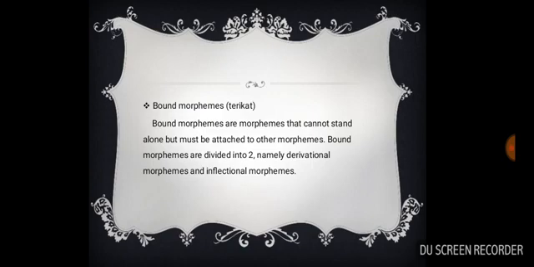And then bound morphemes. Bound morphemes are morphemes that cannot stand alone, but must be attached to other morphemes. Bound morphemes are divided into two, namely derivational morphemes and inflectional morphemes. Derivational morphemes are morphemes which, if attached to other morphemes, will form new morphemes or words, or to form words with different grammar or lexeme from the previous word.